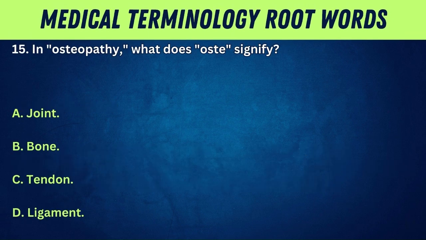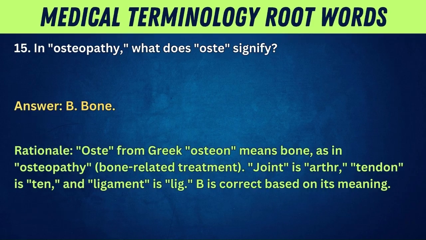15. In osteopathy, what does ost signify? A. Joint. B. Bone. C. Tendon. D. Ligament. Answer: B. Bone. Rationale: ost from Greek osteon means bone, as in osteopathy, bone-related treatment. Joint is arthr, tendon is ten, and ligament is lig. B is correct based on its meaning.